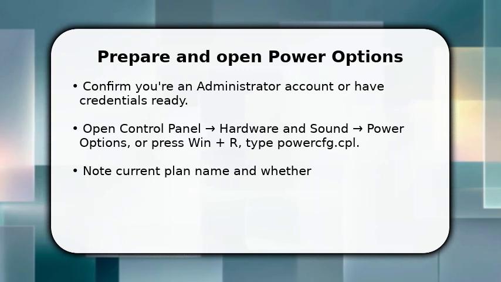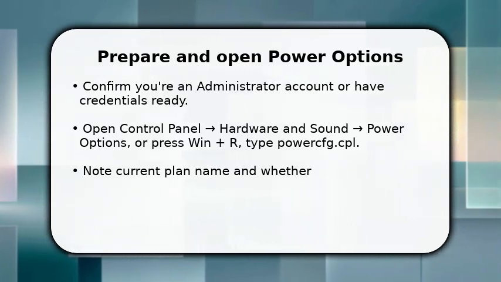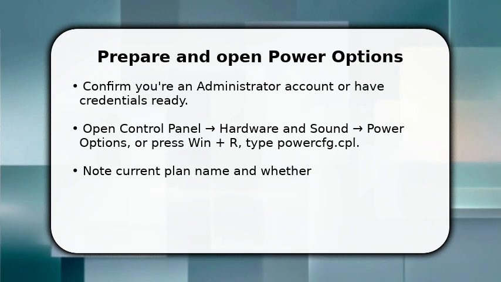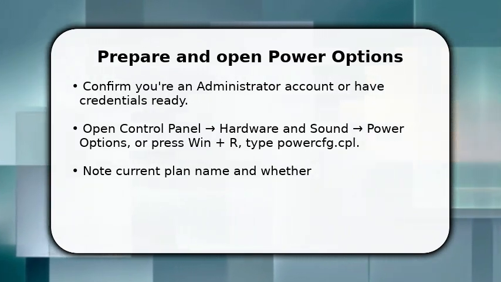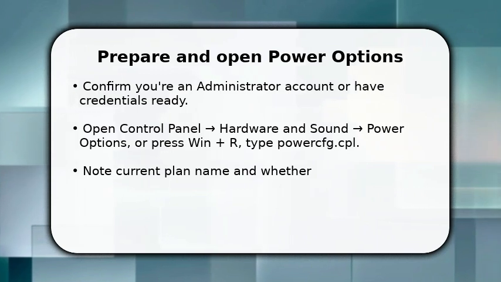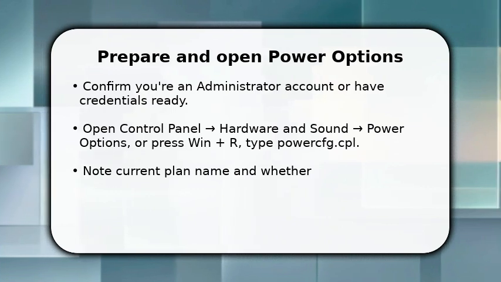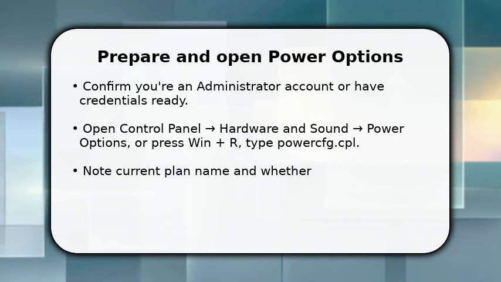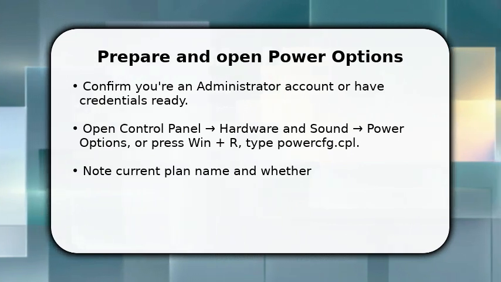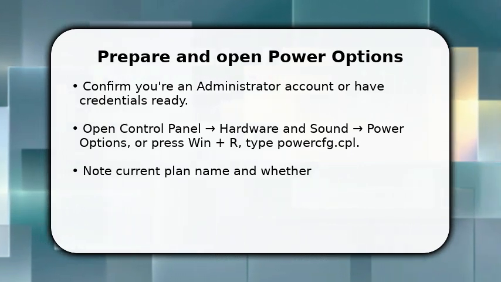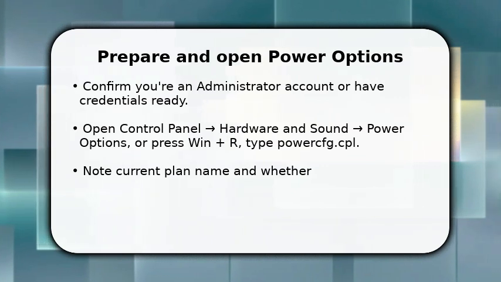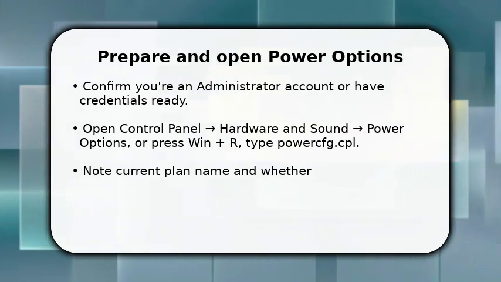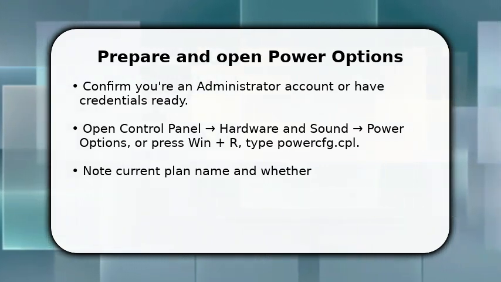You start by making sure you have administrator rights because you will change system settings. Once confirmed, open Power Options directly with Win plus R and powercfg.cpl, or via Control Panel under Hardware and Sound. Make sure to note the active power plan name so you can restore it if needed. While here, keep a separate window open for Command Prompt as admin. You will run a few commands shortly to restore advanced options that may be hidden or disabled by policy.